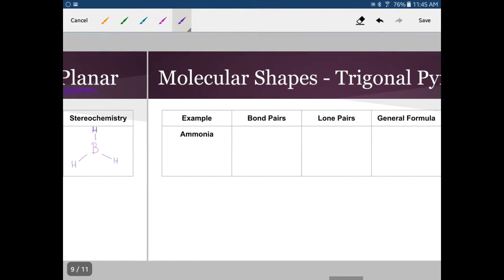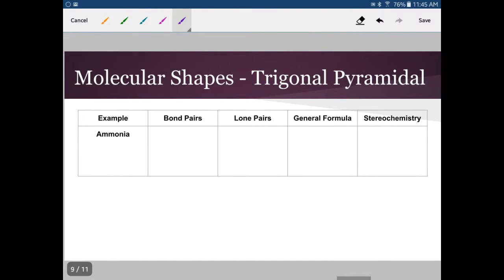Let's take a look at another example. We have trigonal pyramidal. Now again, notice we have tri, and we have a pyramid this time. So let's take a look at what that might mean. Our example is ammonia, NH3. Our nitrogen contributes 5 electrons, and we have 3 hydrogens contributing 1 each, giving us 3 electrons, for a total of 8 electrons.